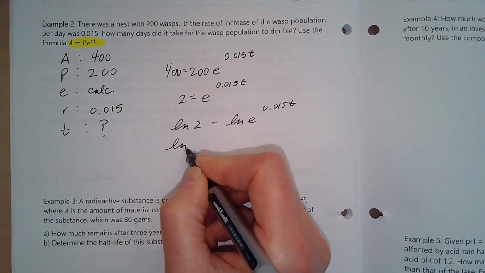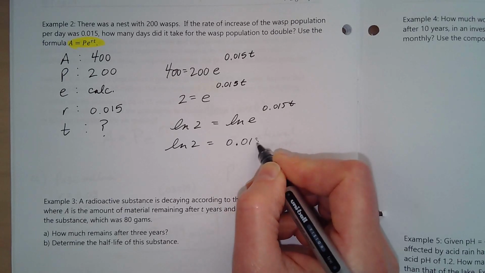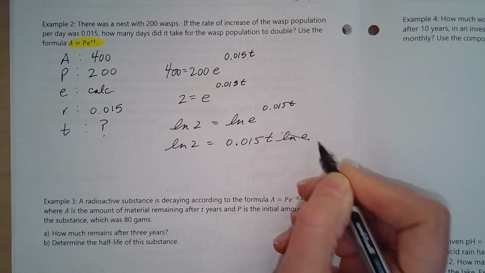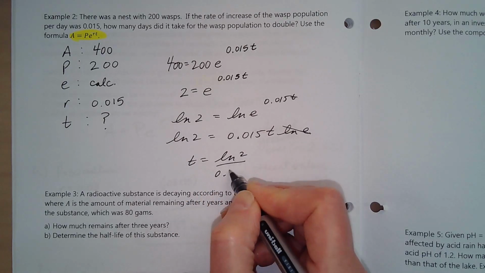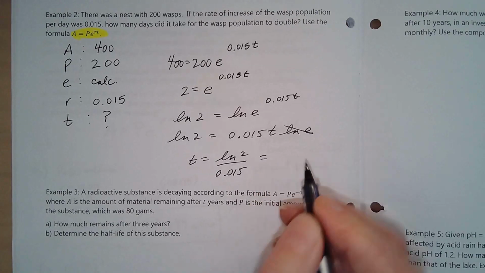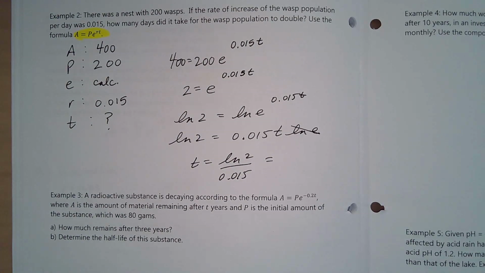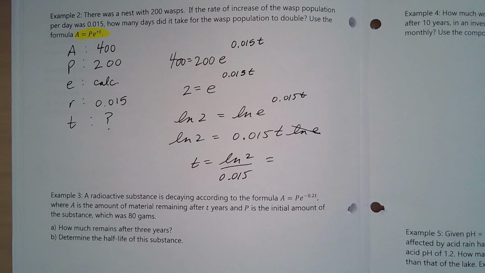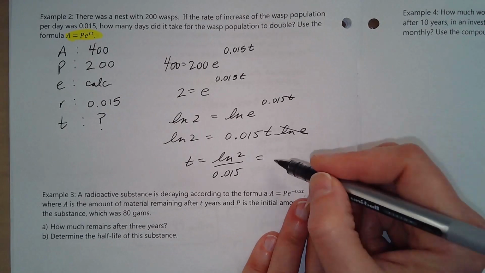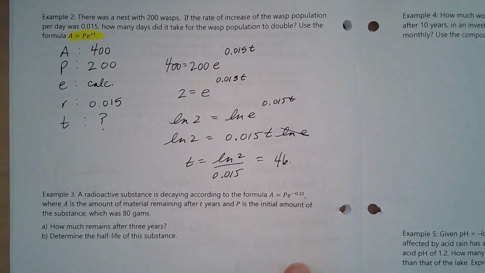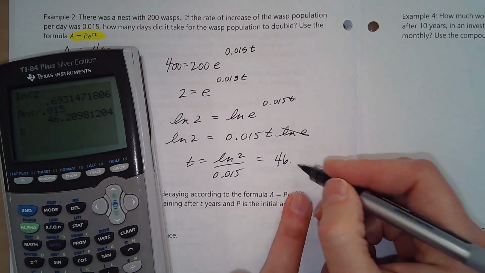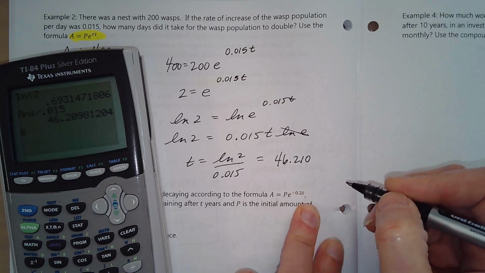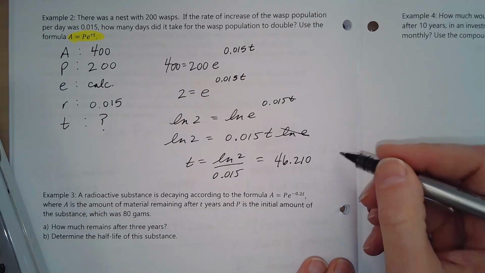Okay, so I bring that down as a coefficient now. 0.15 T ln e, cancel. So T equals ln of 2 divided by 0.015. Let's see what I get here. Ln 2 divided by 0.015, and I get 46.210. I'm just going to keep rounding to 3 decimals unless I'm told otherwise. And what is my unit of measure? Days.